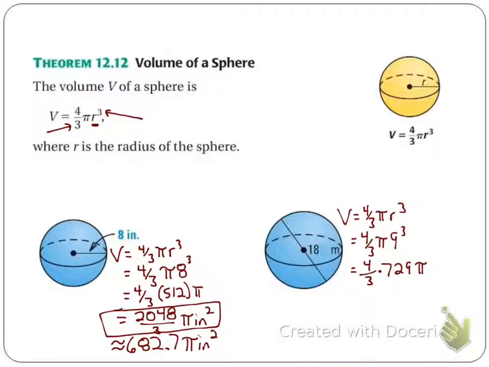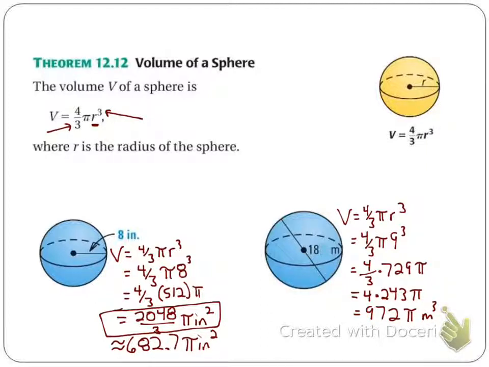Well, this time I can divide 729 by 3 because the way we got to that was 9 times 9 times 9, which has a 3 in it. And 729 divided by 3 is 243. So we get 4 times 243 pi. And 4 times 243 is 972 pi meters cubed.